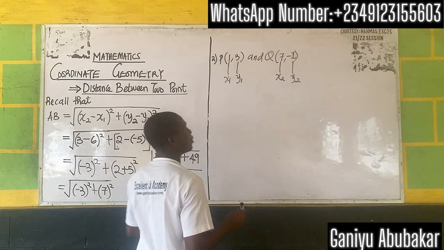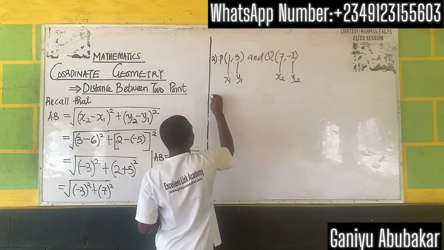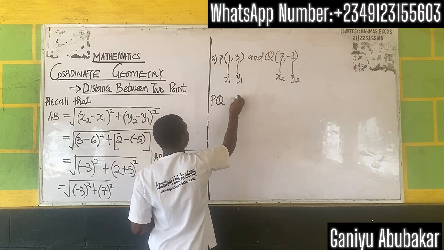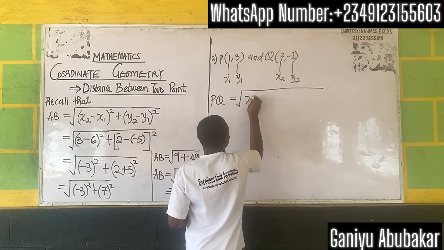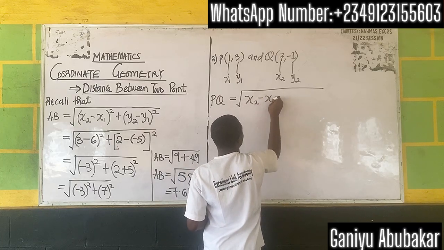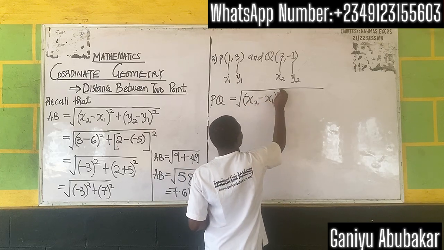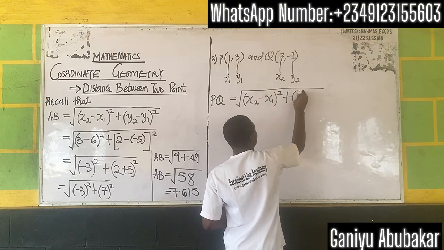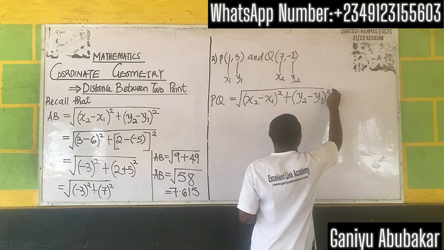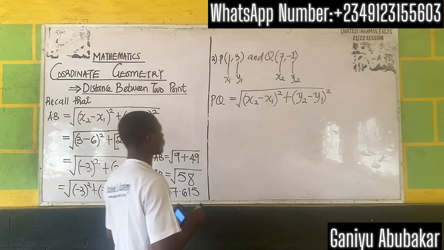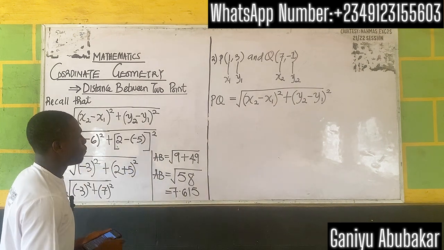Find the distance between 2 points P and Q. So PQ is equal to the square root of (x2 minus x1) all squared plus (y2 minus y1) all squared. All right, let's proceed from here.